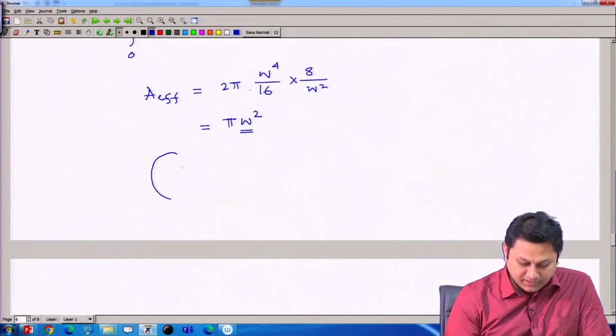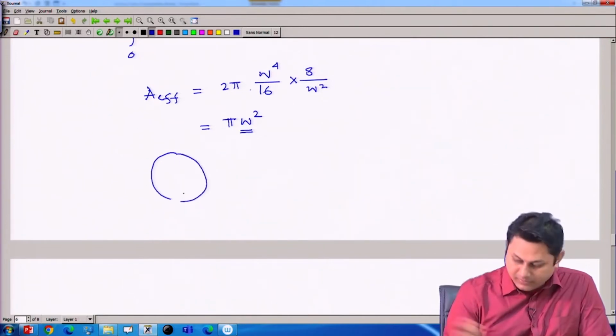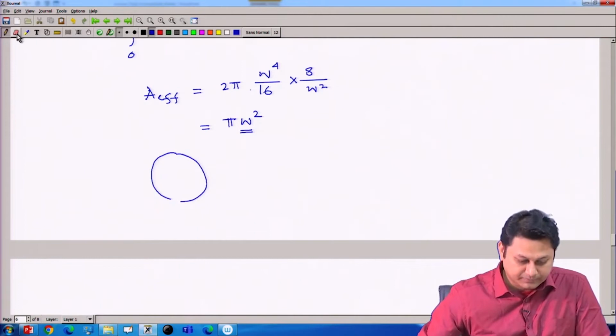So, if this is the field distribution, so let me draw in a different way.